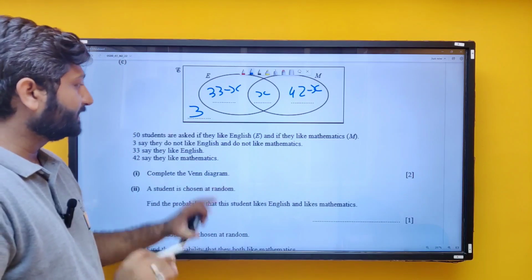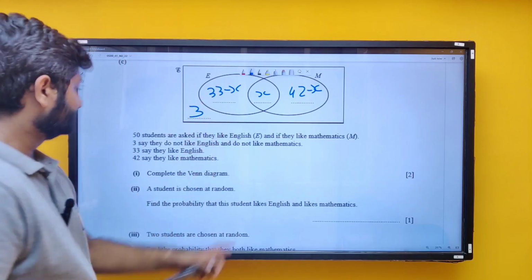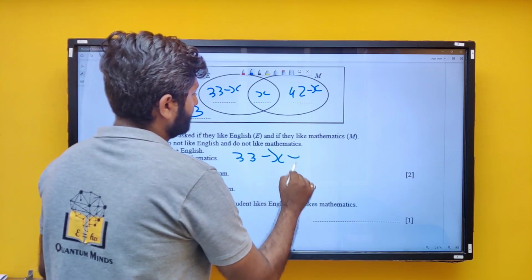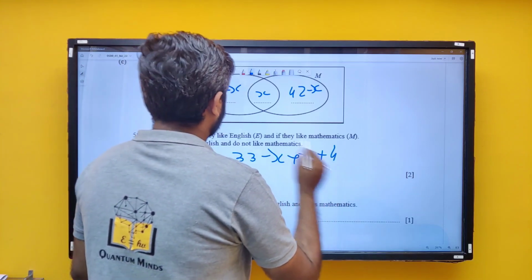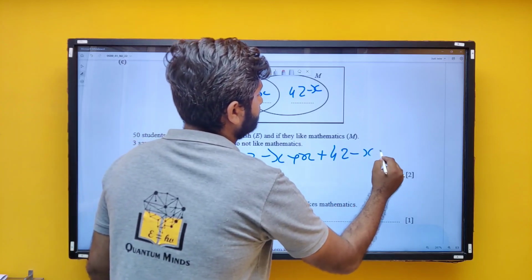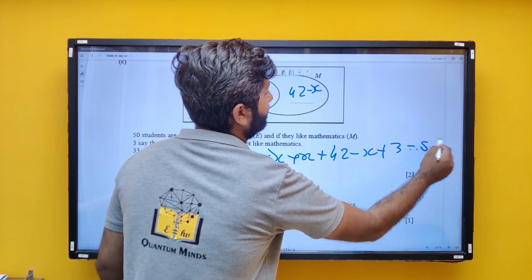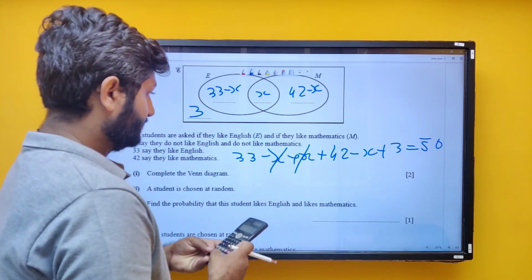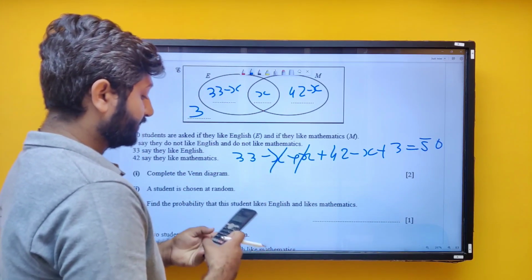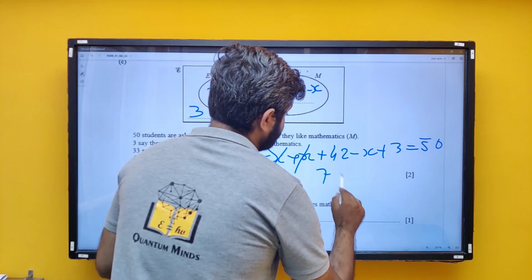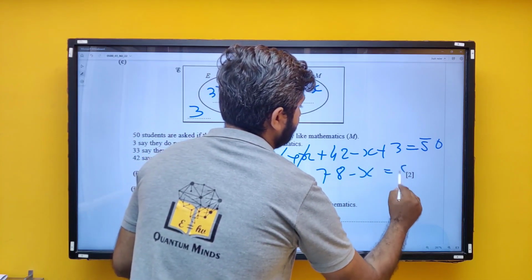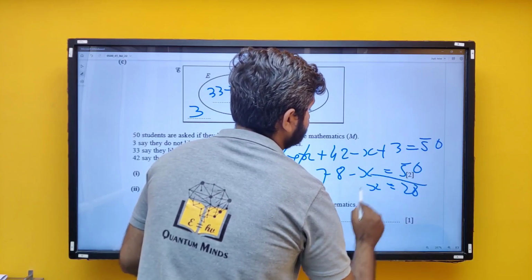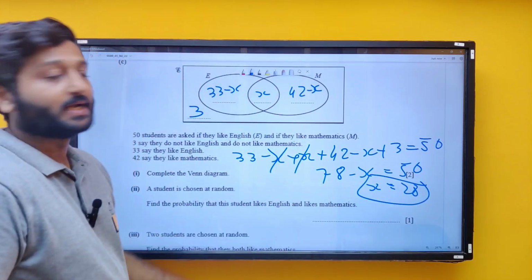The first part is to complete the Venn diagram. So the total is 50 students. So 33 minus x plus 42 minus x plus 3 equals 50. So minus x and minus x combine. 33 plus 42 plus 3 is 78. 78 minus x equals 50. So x is 78 minus 50, which is 28.